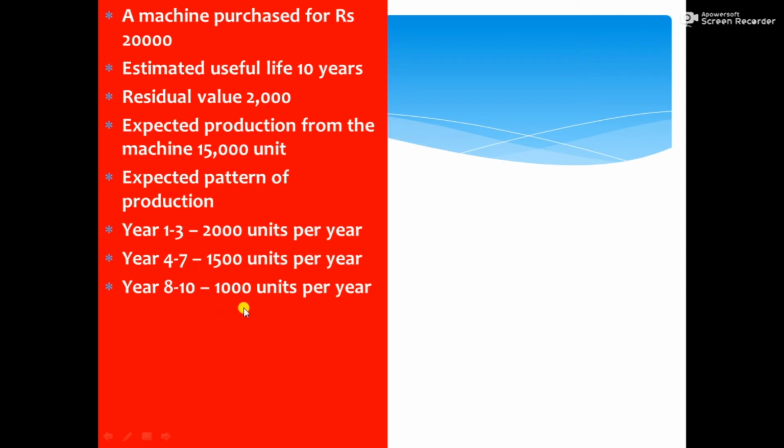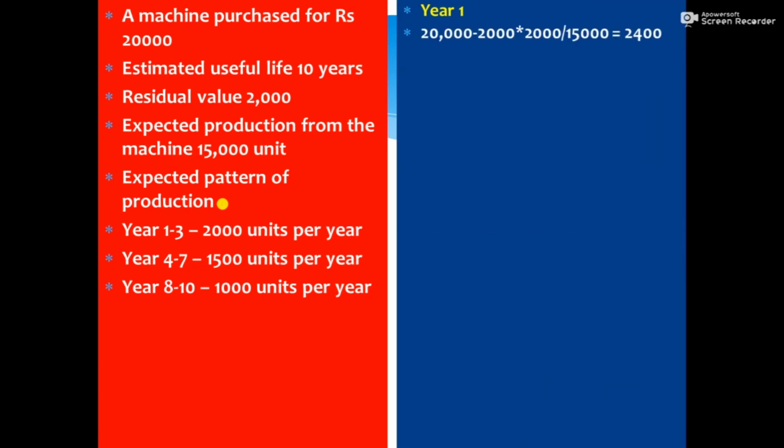And therefore, your first year depreciation will be, you already computed the depreciable amount, that is 18,000. 18,000 into 2,000 divided by your estimated production 15,000. Therefore, the first year depreciation is 2,400 rupees. And second year also, the same units you produce, 2,000 units, and therefore second year also the same depreciation: 18,000 into 2,000 divided by 15,000, 2,400. Third year also same.